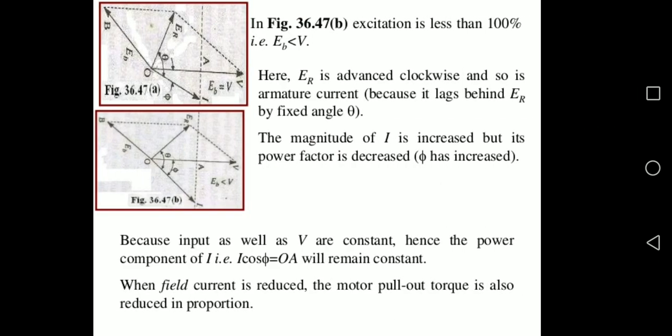So in figure 36.47b, excitation is less than 100%, that is, EB is less than V. Here ER is advanced clockwise and so is the armature current, because it lags behind ER by the fixed angle theta.